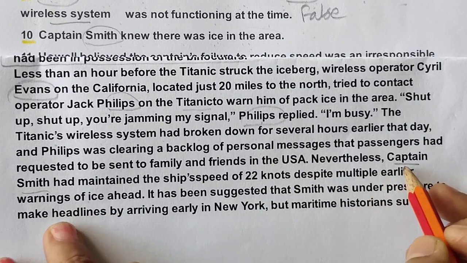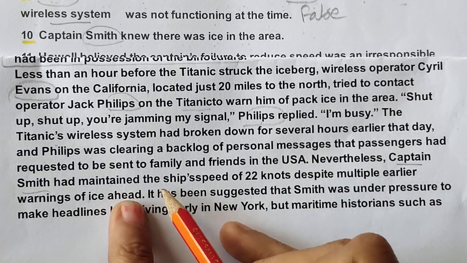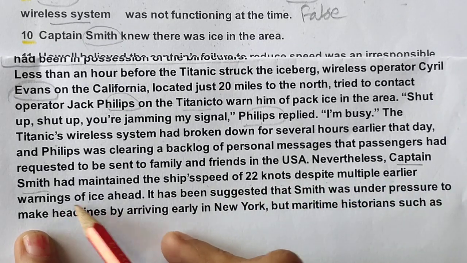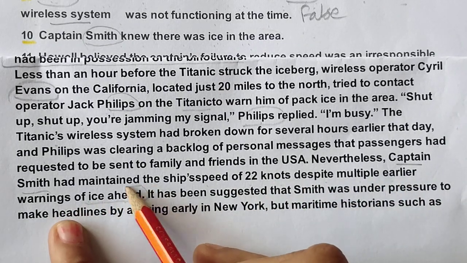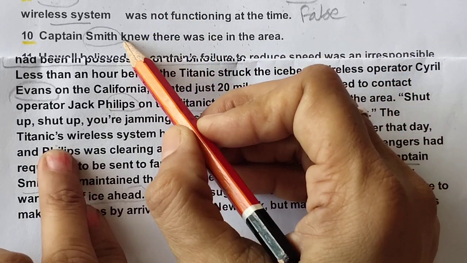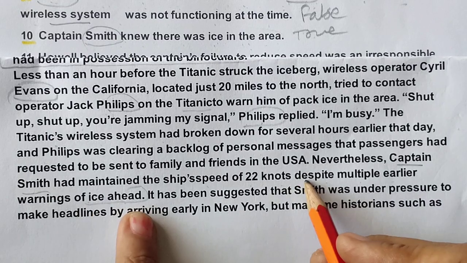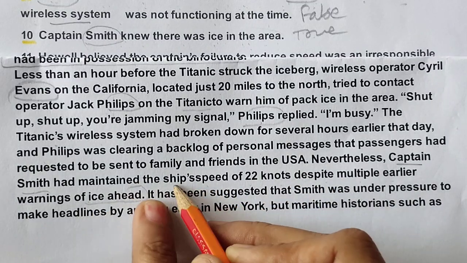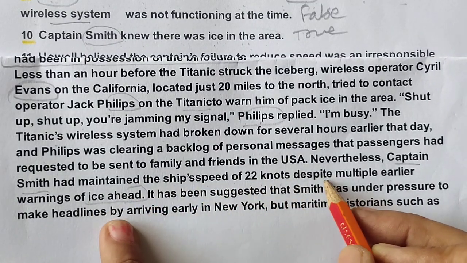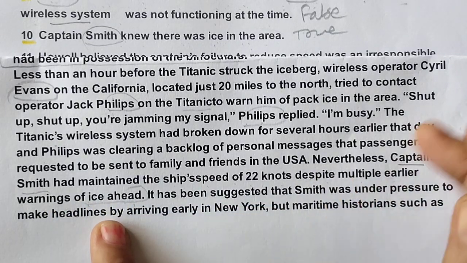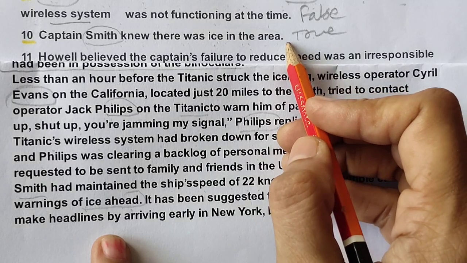In rare cases, Captain Smith had maintained the ship's speed of 22 knots despite multiple earlier warnings of ice ahead. It means what? He was aware. He knew there was ice in the area. It means this is true. He was already aware. He maintained the ship speed of 22 knots despite multiple earlier warnings of ice ahead. Okay, so this is the location, and that's why it is true.